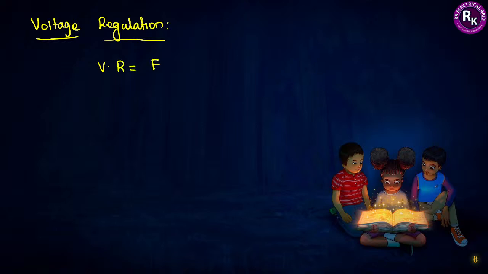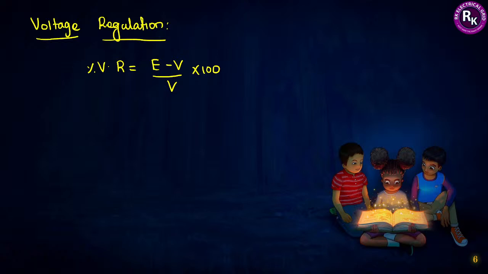It can be simply written as (E minus V) by V into 100. This is the formula to calculate the voltage regulation. Actually, it is the ratio of the change in terminal voltage to the rated voltage. So this is the generalized formula in percentage. I wrote this formula. Next, you might have studied that there are a few more formulas we will be using.